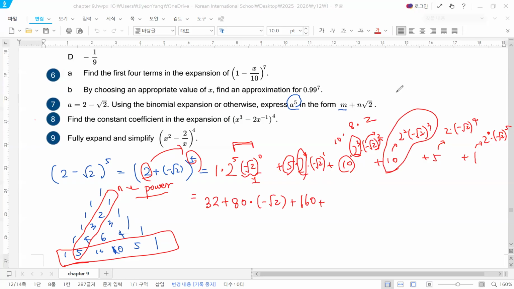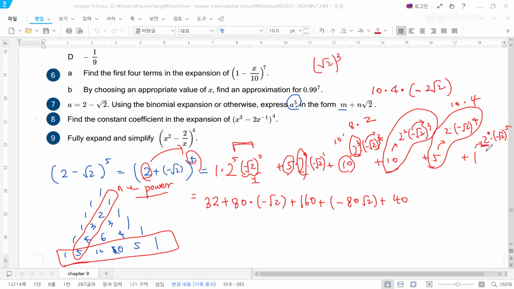this term, 10 times 4 times negative square root 2 cubed, and cubed is 2 square root 2. Therefore, negative 80 square root 2. And the next term, 5 times 2 is 10. You can use your calculator, don't worry. The negative square root 2 to the power of 4 is going to be 4. So it's 40. And then it's 1 and negative 4 square root 2.